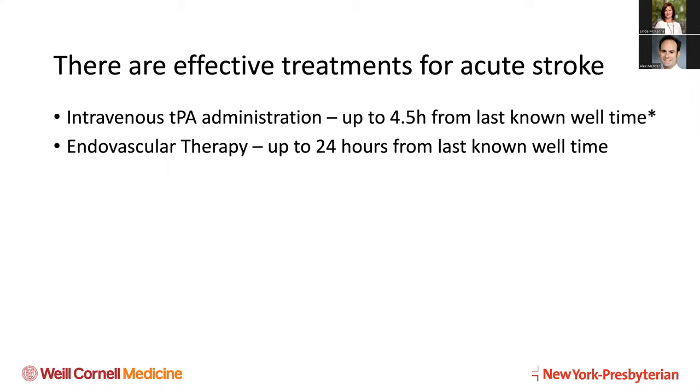So there are really two effective treatments for acute ischemic stroke. One is intravenous TPA, which is the clot buster, and that's able to be provided up to 4.5 hours from the last known well time. I put an asterisk there because in very recent times, meaning in the last year or so, there have been studies that have pushed that window up to 24 hours.